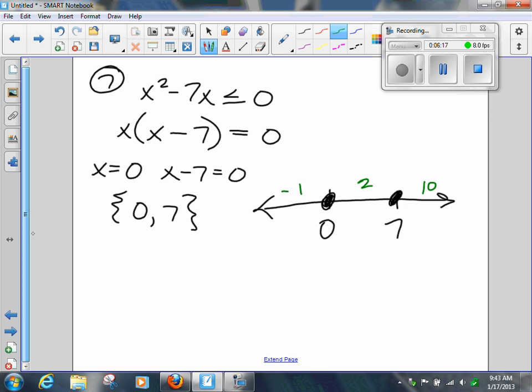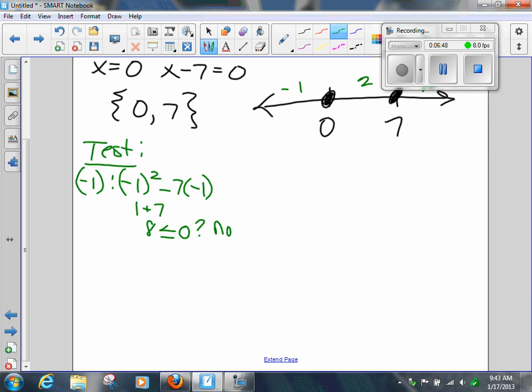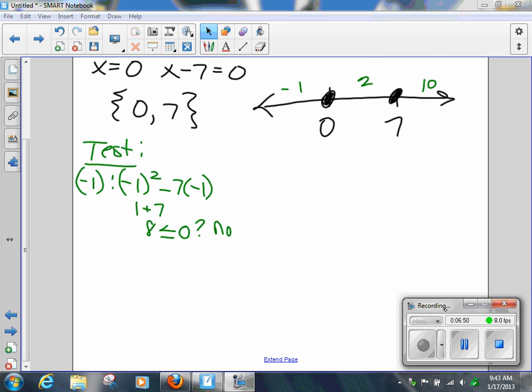Here we go. Let's see what's going to happen. We have to test it. And folks, I need to see this test. So I'm going to plug into the original. Let's start with -1. -1 squared minus 7 times -1. We get +1 plus 7, which is 8. Is 8 less than or equal to 0? No. Keep going. Now we're going to test 2.